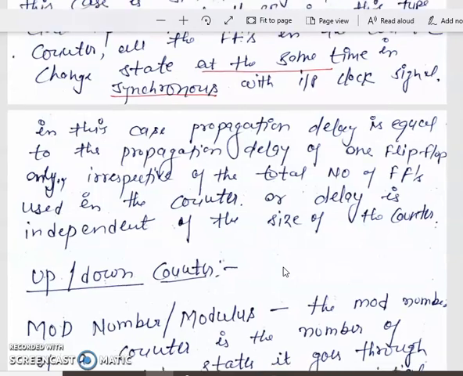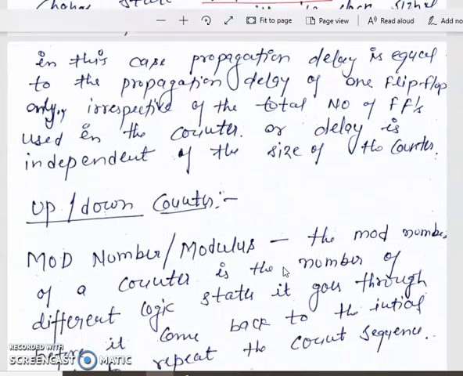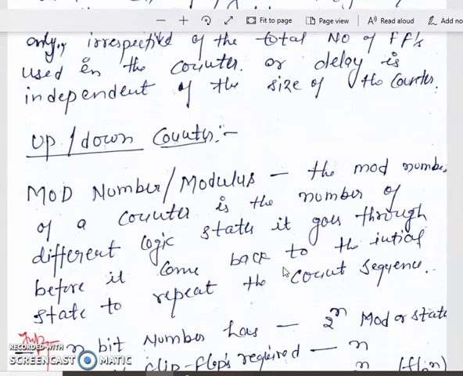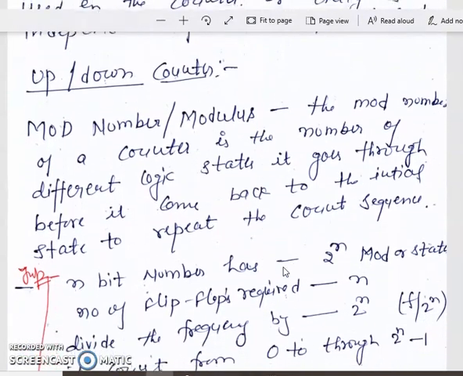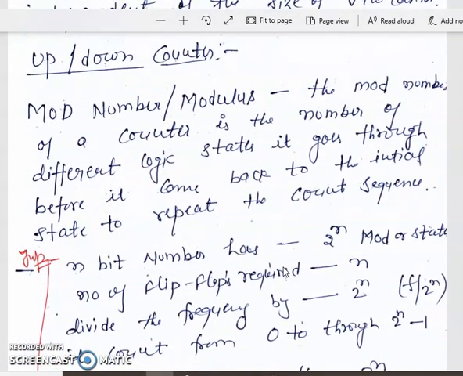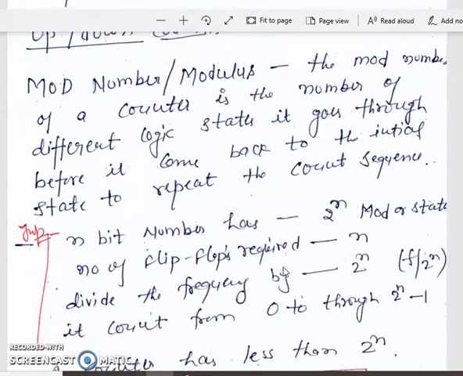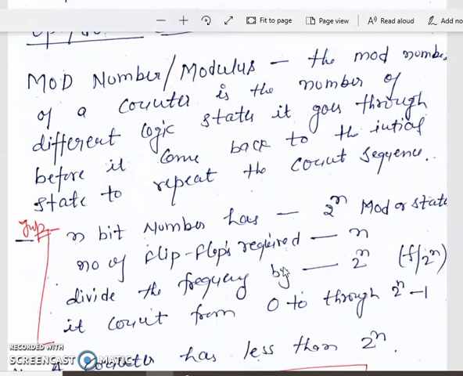Okay, next we are going to up and down counters and the mod number, or modulus. The mod number of a counter is the number of different logic states it goes through before it comes back to the initial state to repeat the count sequence. What is the meaning of this? Mod number is the total number of states a counter goes through before repeating itself. That is called the mod number.